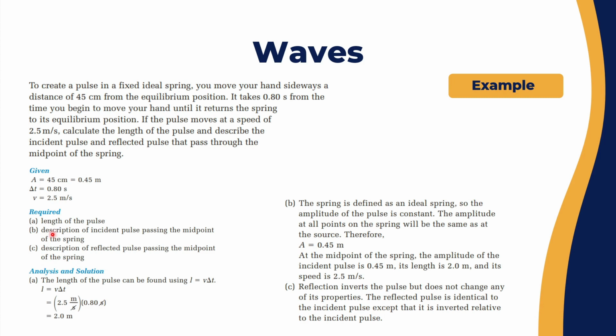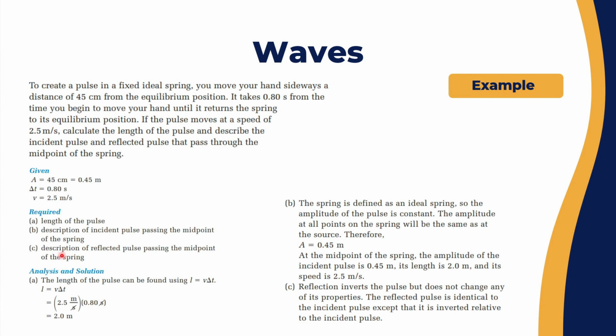For part B, describe the incident pulse passing the midpoint of the spring. The spring is defined as an ideal spring, so the amplitude of the pulse is constant. The amplitude at all points on the spring will be the same, and we were already given the amplitude of 0.45 meters, so the answer is 0.45 meters. And the length would be 2 meters, and the speed is 2.5 meters per second at that moment.